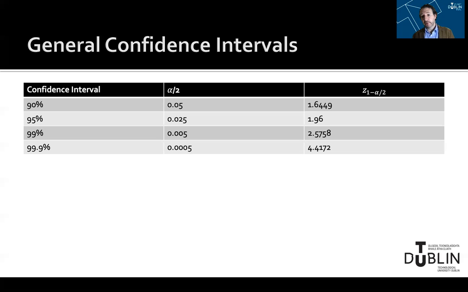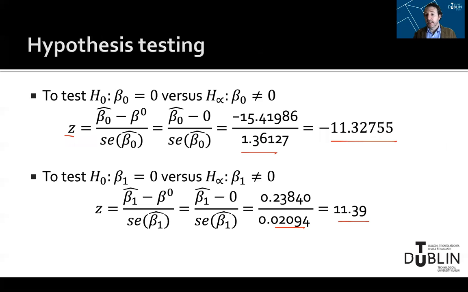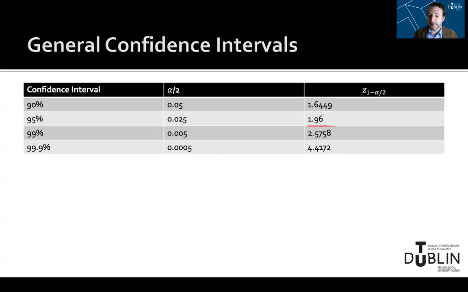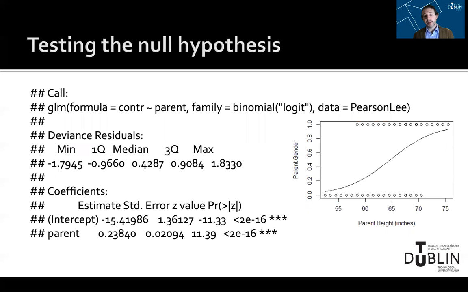Now we have our confidence intervals. We set them at 95%, which is 1.96, plus or minus 1.96. That's less than minus 1.96. That's greater than 1.96. So they're significant. And when you run the model, it actually gives you the little stars to indicate that. Yeah? So that means parent height contributes to the probability of being male or female.